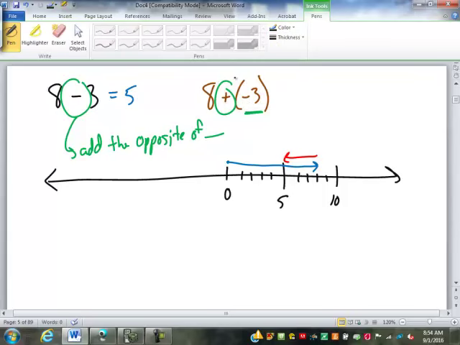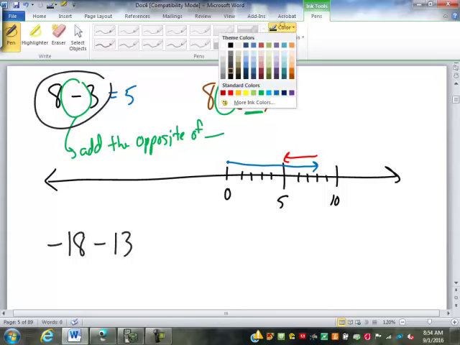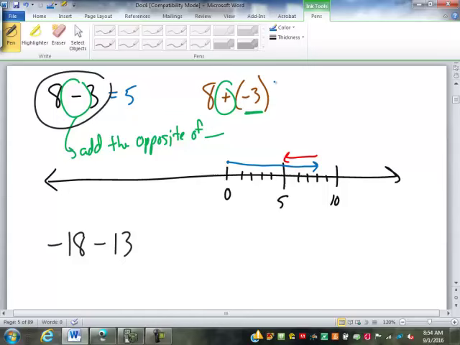So if I change my subtraction to addition, then I'm back to those vectors I did for addition. Now, problems like this where both numbers are negative or both numbers are positive, I wouldn't change it because I know how to subtract positive numbers. But if I have negative 18 minus 13, I'm not so sure how to subtract that one.